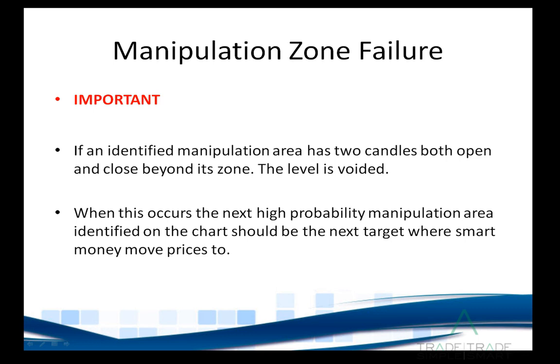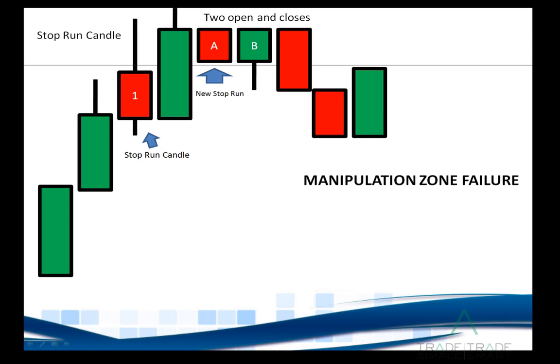And when this occurs, the next high probability manipulation area identified on the chart should be the next target where smart money will move prices to. So in this example, we have a manipulation zone represented by the black line. We have our stop run candle, our candle 1, which penetrates the zone by 3 points. The next candle fails to confirm down. We then have a new candle develop, which forms a higher low.